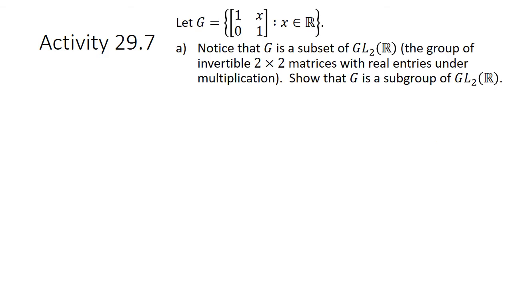Okay, so let's go ahead and go over this. Let G be the set consisting of matrices of this form that's shown here, where x is a real number. Notice that G is a subset of GL2R, that is the group of invertible 2x2 matrices with real entries under multiplication. Show that G is a subgroup of GL2R. To show that it's a subgroup, we need to show that it is closed, it contains the identity from GL2R, and it also contains the same inverses as in GL2R.